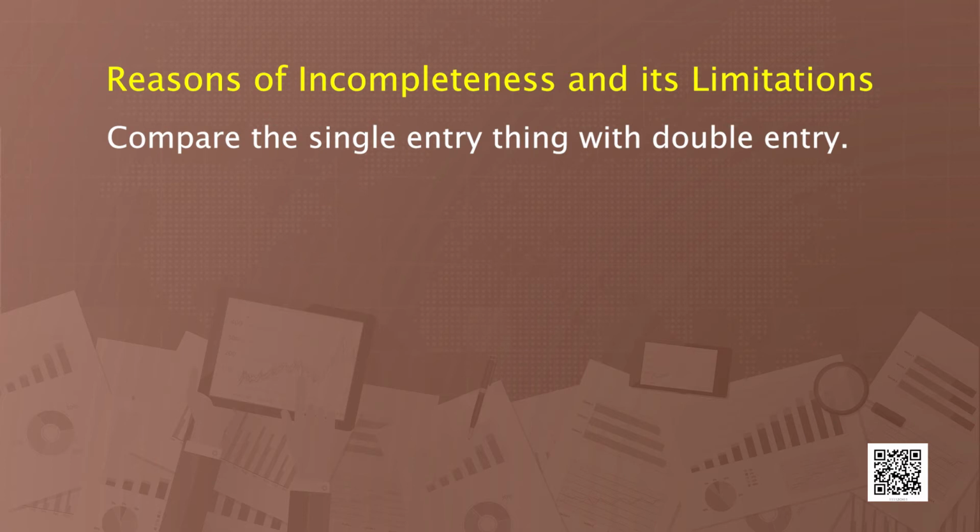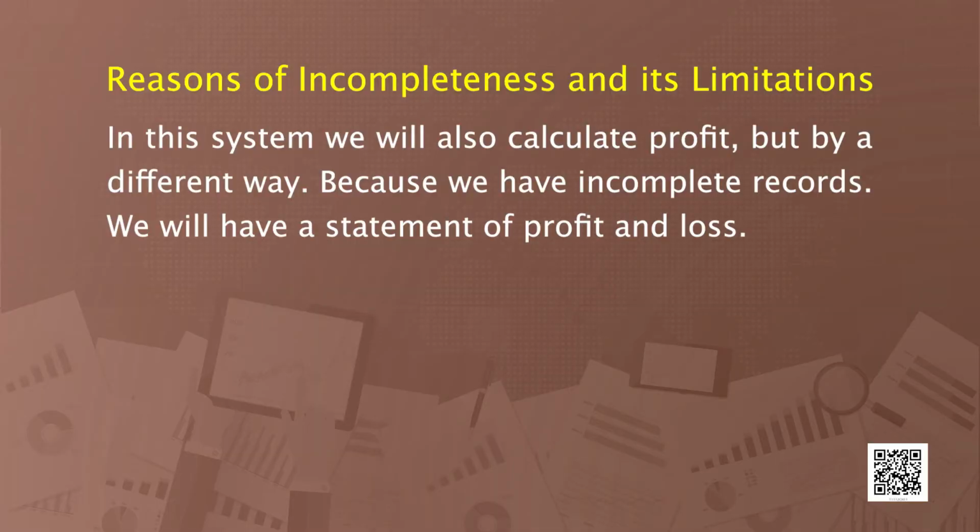So, students, I would like to compare this single entry with the double entry. If you remember, in the last chapter you learned financial statements. That means you were preparing trading and profit and loss account. Why did you prepare the P&L account? You prepared the P&L account to ascertain profit or loss. Now, in this system, we will also calculate profit, but in a different way. Why a different way? Because we have incomplete records.